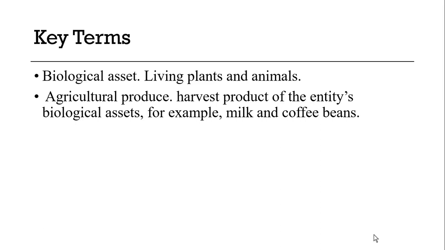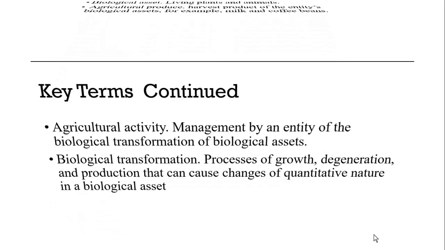A biological asset can be described as a living plant or animal. Agricultural produce, of course, is the harvested product of the entity's biological assets, for example, and see the connection between biological assets and inventory. From a cow, we get milk, for instance, and milk is to be treated as inventory by those who trade in milk. From coffee plantations, we get coffee beans, and of course, that is to be treated as what? Inventory by those who trade in such.